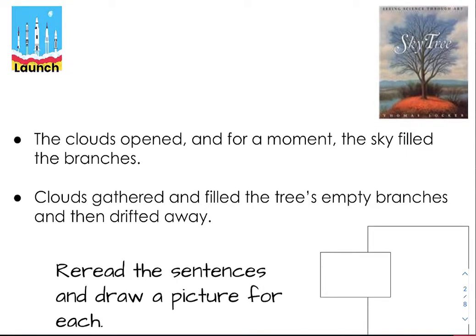All right, I'm going to read these two sentences to you, and then we will read them together later on in this lesson. These sentences are from your book, Sky Tree. The first one says, "The clouds opened, and for a moment the sky filled the branches." We are going to be focusing on the word opened today, or just open. The second sentence says, "Clouds gathered and filled the tree's empty branches and then drifted away." We will also be looking at the word drifted. So we're focusing on these two vocabulary words for today.